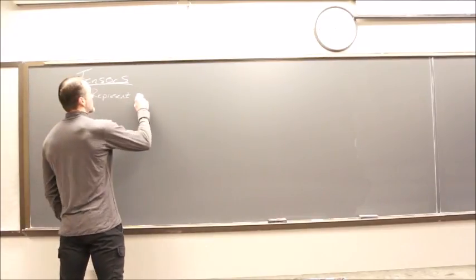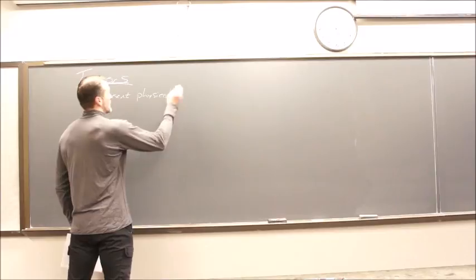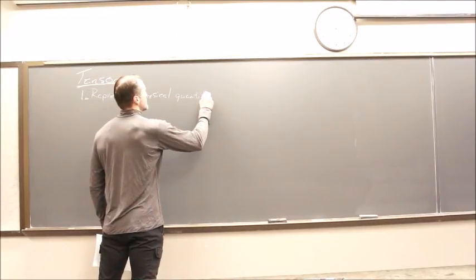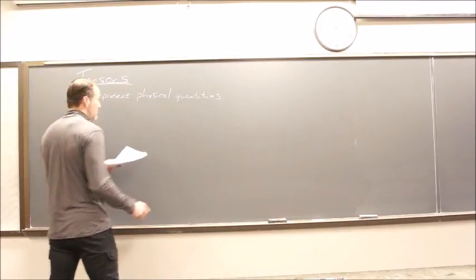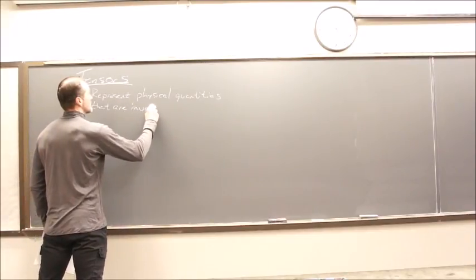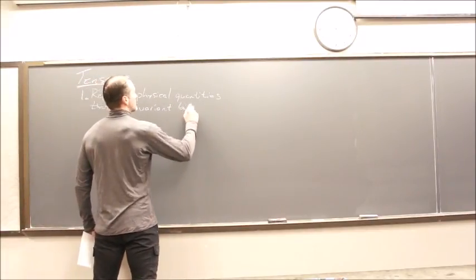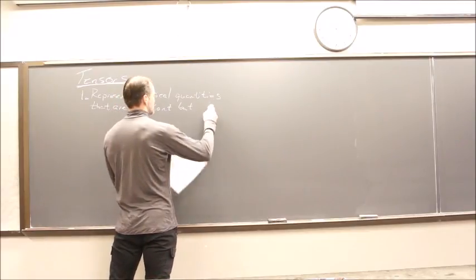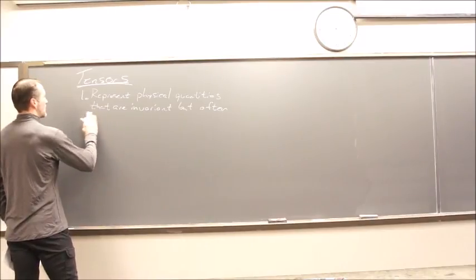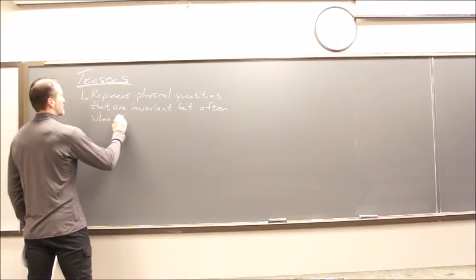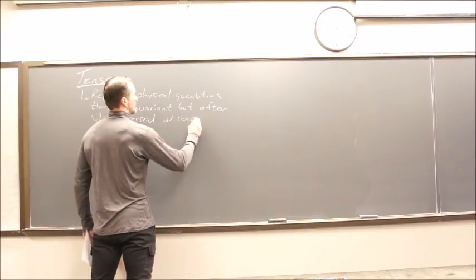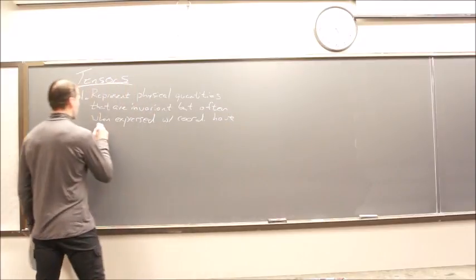All right, so tensors, first and foremost, represent physical quantities, or they describe objects, if you will, physical quantities that are invariant but often, or typically, or whatever word you like, when expressed with coordinates, have components that transform.